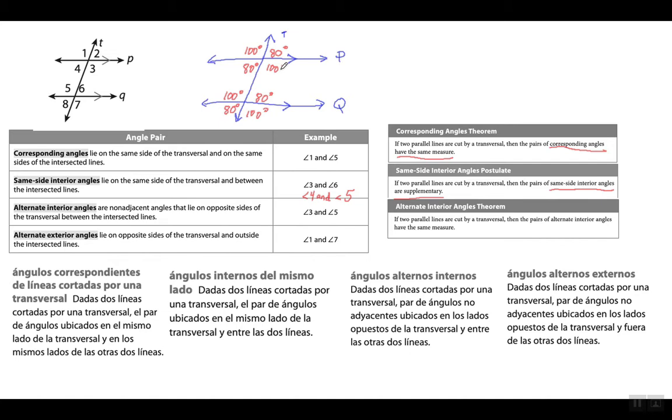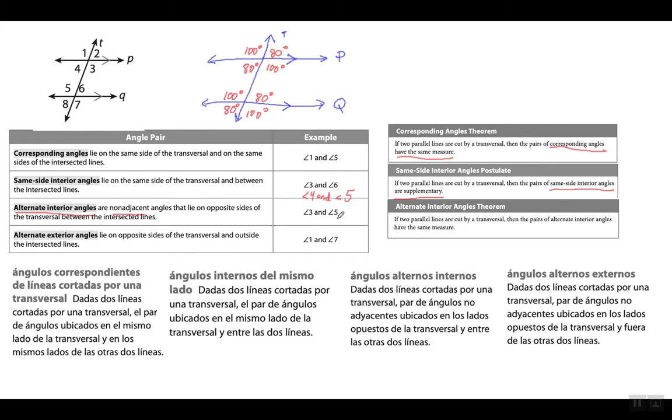Alright, the third one. Alternate interior angles. Again, if you can understand what each of these words means, you can figure out what they are. Alternate interior angles are non-adjacent. That means they're not next to each other. Non-adjacent angles that lie on opposite sides of the transversal between the intersected lines.